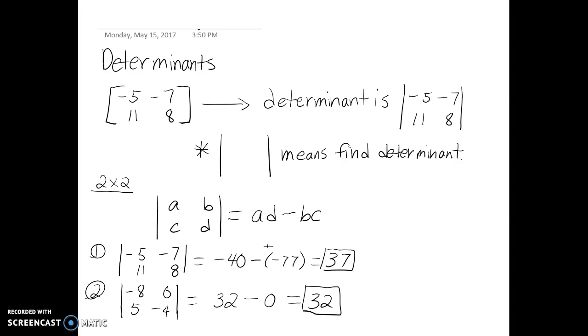Okay, so that's 2 by 2 determinants, and what a determinant is, we're finding a value, which we're then going to use for solving equations later. In the next video, we're going to look at how to do it with a 3 by 3 matrix.